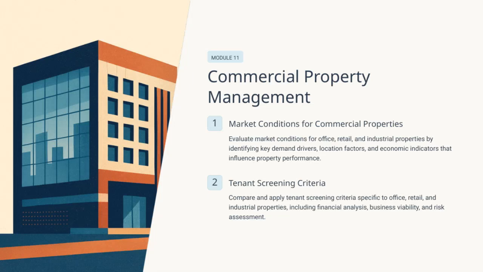Now, let's look at how we compare and apply tenant screening criteria tailored specifically for office, retail, and industrial properties. It's important to remember that each property type has unique considerations. For example, when screening tenants for office spaces, we often focus on financial stability and the tenant's ability to sustain long-term leases. For retail properties, we also consider the tenant's business viability and how their operations attract foot traffic. Industrial spaces, on the other hand, require us to evaluate the tenant's operational needs and logistics capabilities.